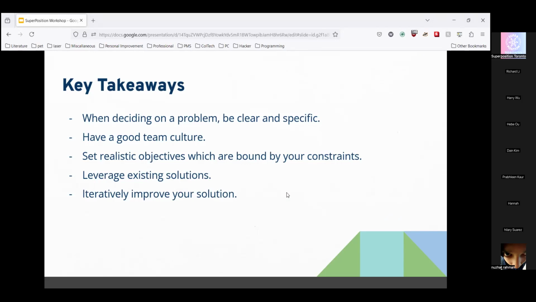You should leverage your existing solutions when possible. Don't try to reinvent the wheel for no reason. You should iteratively improve your solution. Again, you're not going to produce something perfect on the first try. So if it's something that you really want to pursue, if it's something that you think will genuinely make an impact, you need to keep working on it even after putting out a product.